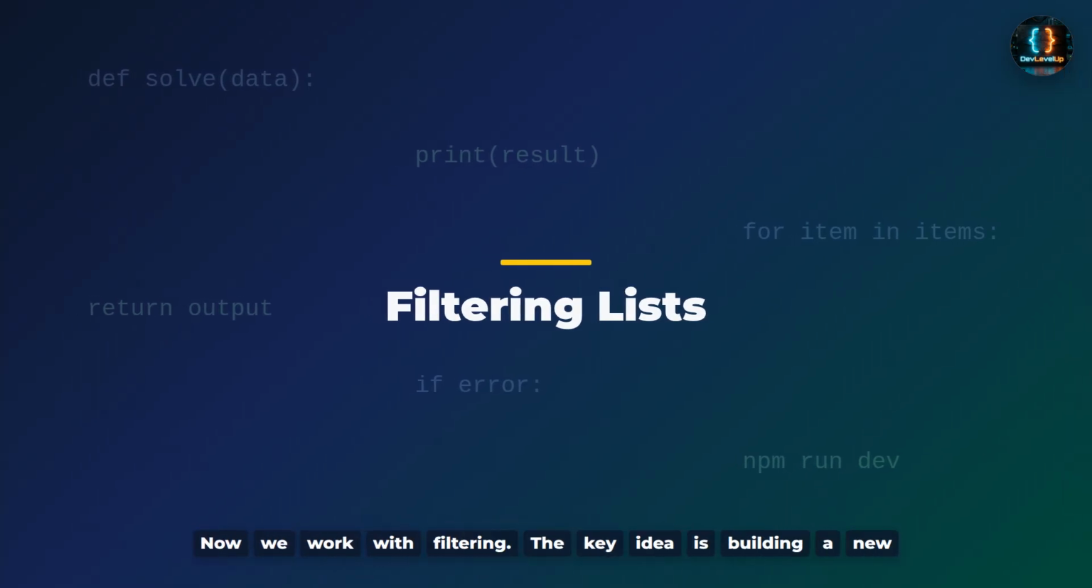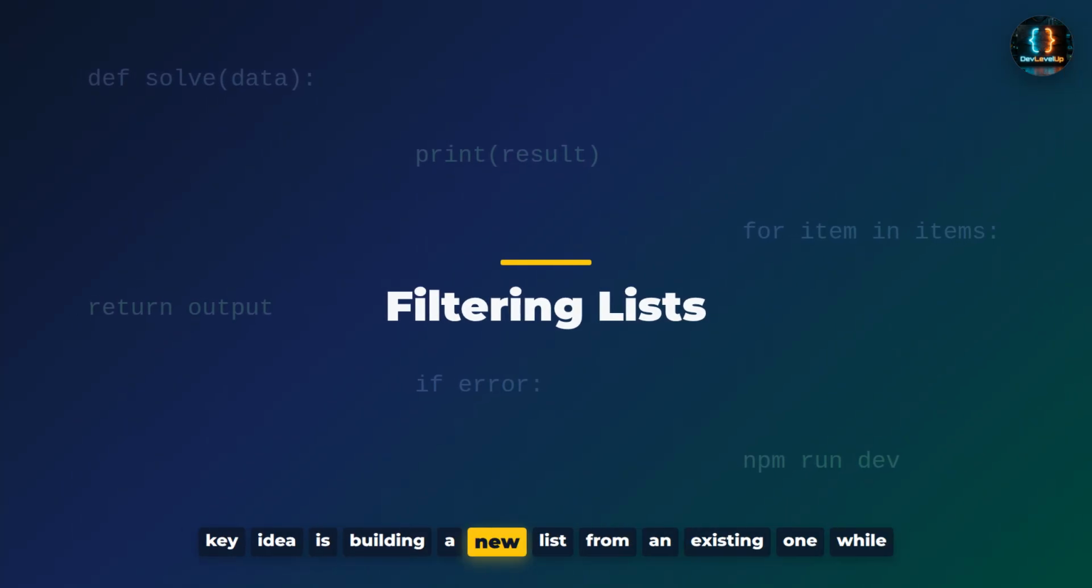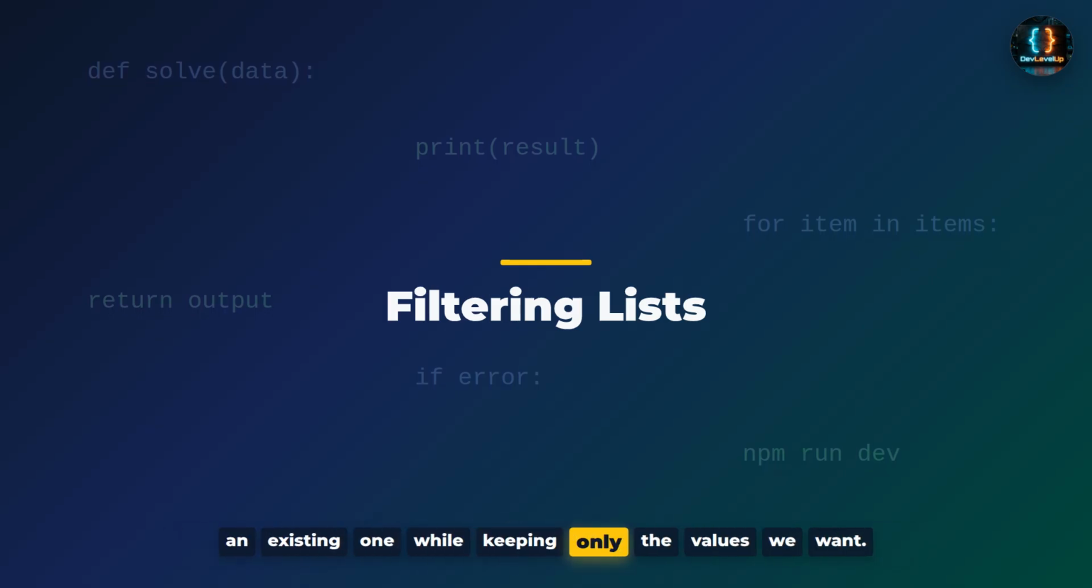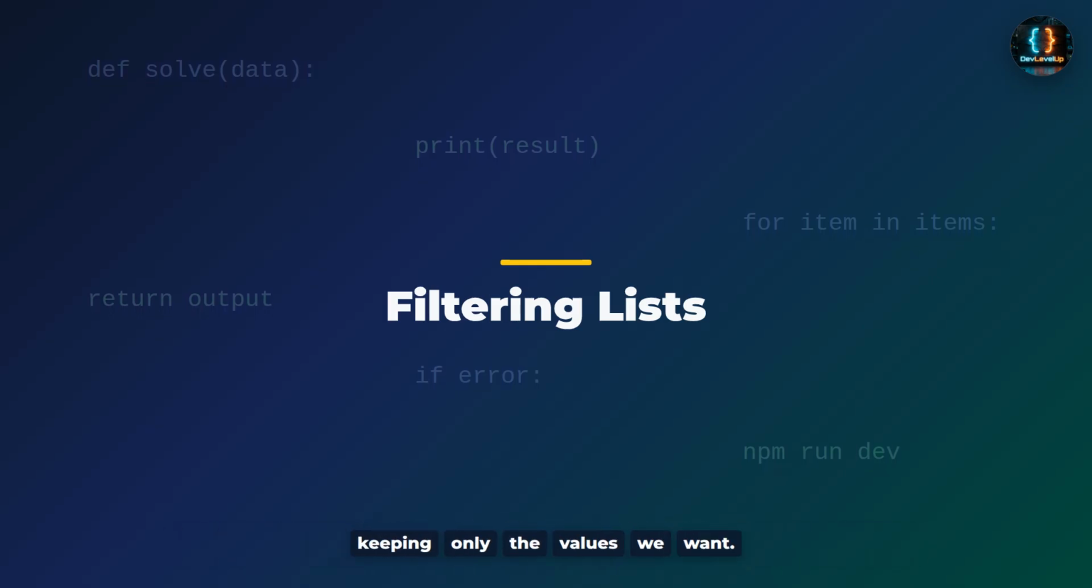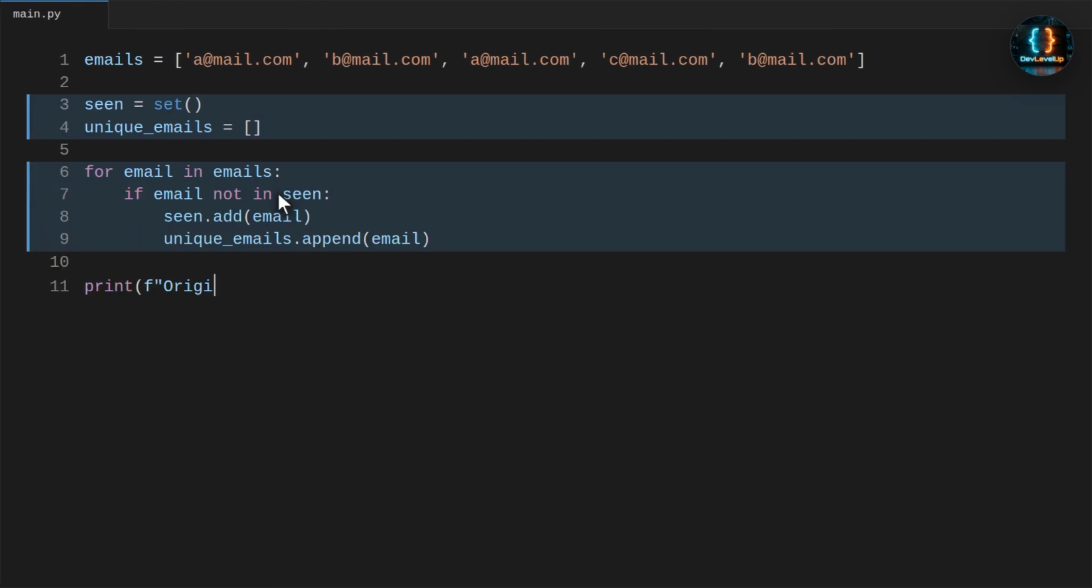Now we work with filtering. The key idea is building a new list from an existing one while keeping only the values we want. Duplicate removal is useful when cleaning sign-up lists, imports, or event data.